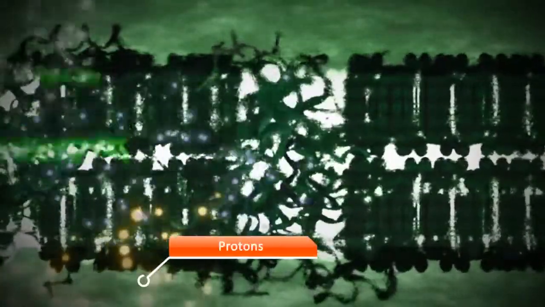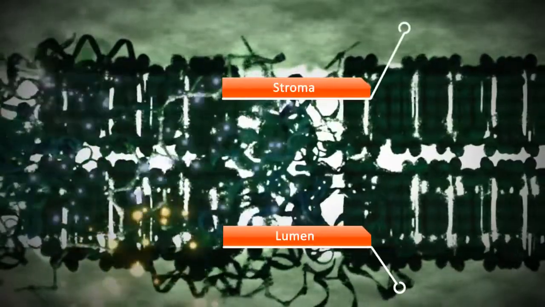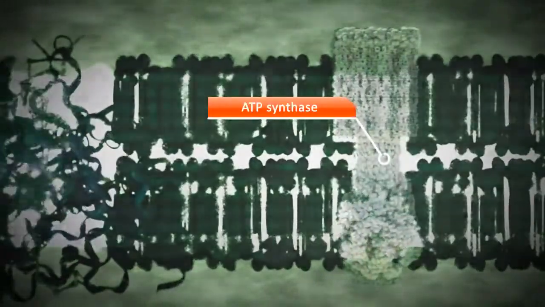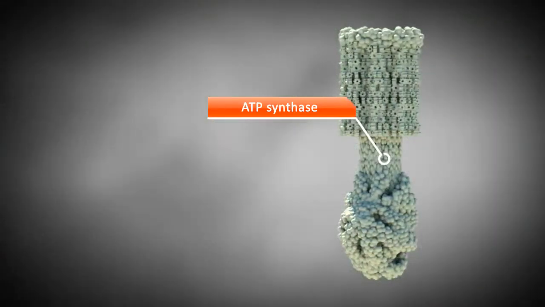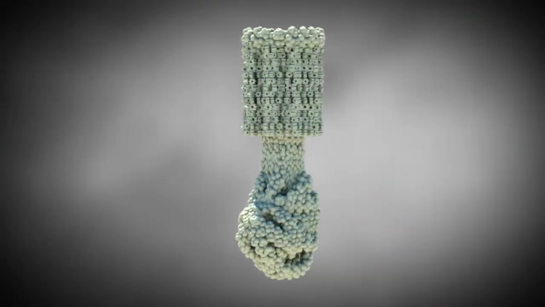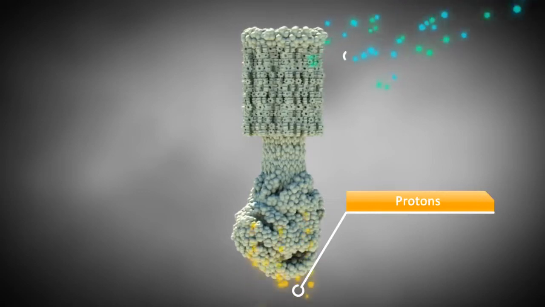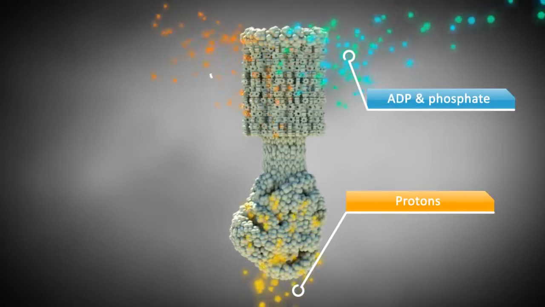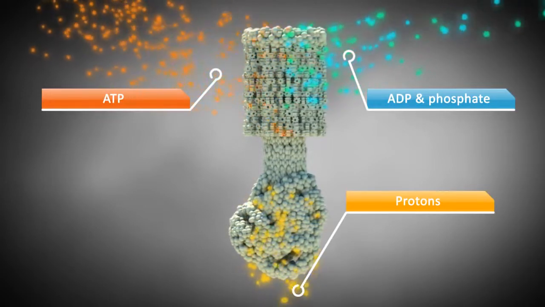In the course of this electron transport, protons are being created that get into the lumen. This will result in a proton gradient between the lumen and the stroma, generating a force called proton motive force. Proton motive force drives ATP synthase that produces ATP from ADP and a phosphate group. This process is called oxidative phosphorylation.